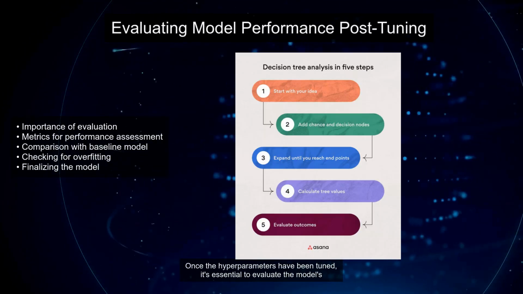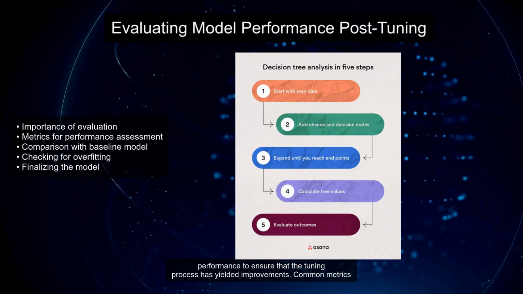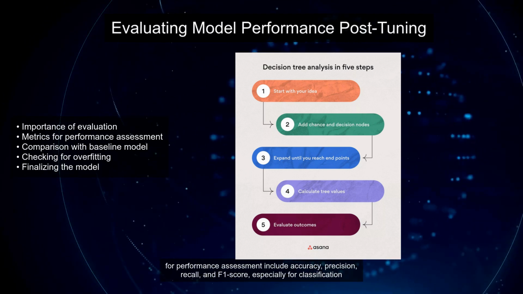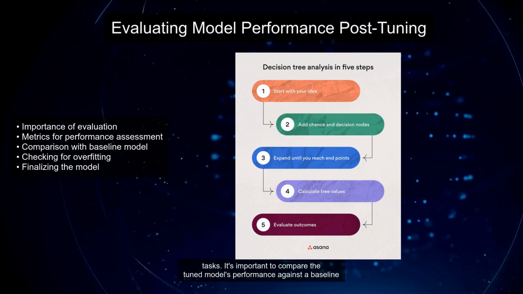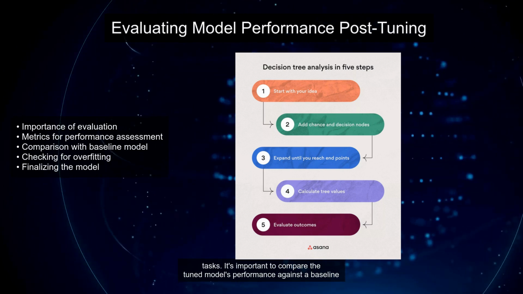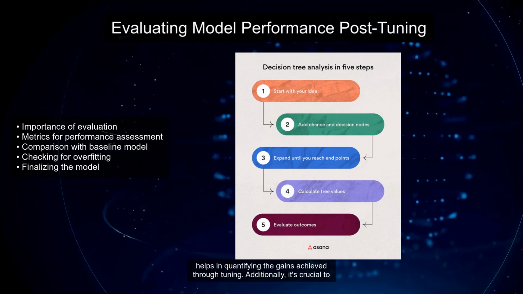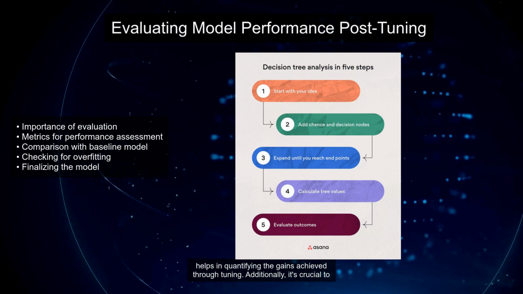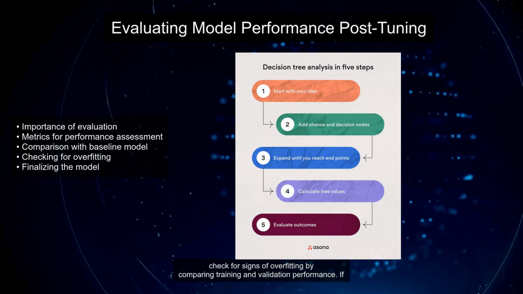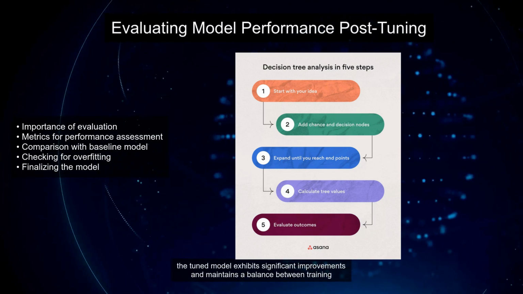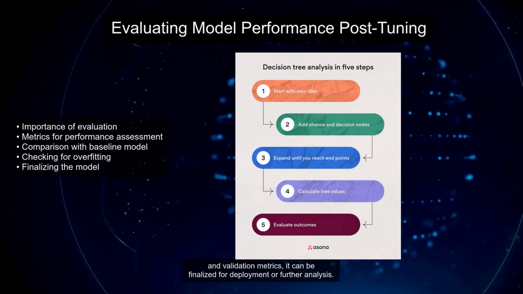Once the hyperparameters have been tuned, it's essential to evaluate the model's performance to ensure that the tuning process has yielded improvements. Common metrics for performance assessment include accuracy, precision, recall, and F1 score, especially for classification tasks. It's important to compare the tuned model's performance against the baseline model, which is typically the initial model with default hyperparameters. This comparison helps in quantifying the gains achieved through tuning. Additionally, it's crucial to check for signs of overfitting by comparing training and validation performance. If the tuned model exhibits significant improvements and maintains a balance between training and validation metrics, it can be finalized for deployment or further analysis.